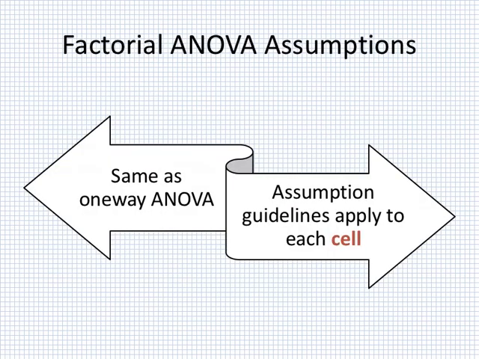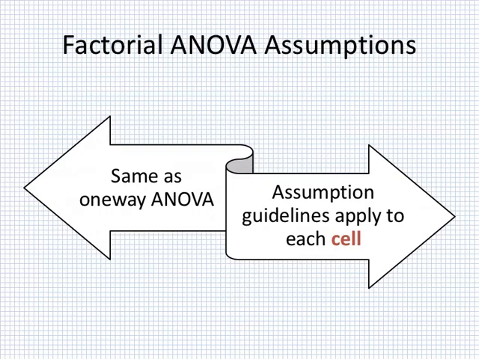Okay, so I've explained a lot about interaction, about factorial designs. Next, I'm going to talk about assumptions. And this is going to be very similar to the assumptions that we've done based on one-way ANOVA. The only difference is that the assumption guidelines now apply to each cell.